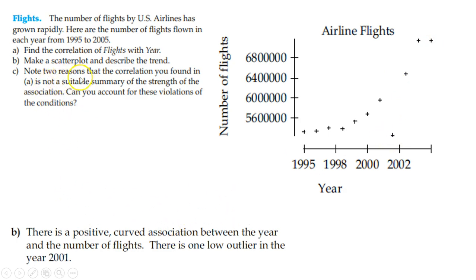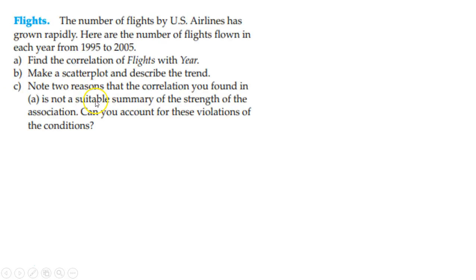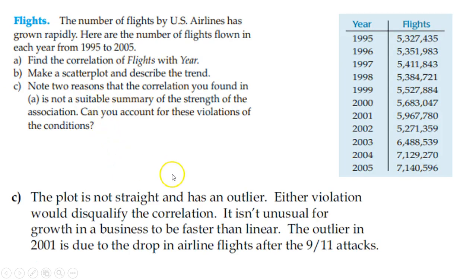It says, note 2 reasons that the correlation you found is not a suitable summary of the strength of association, and can you account for these violations with the conditions? So they basically want to know 2 reasons why. So the plot's not a straight line, that's one. So the correlation is not going to be a strong correlation between the two, because it might be better for us to not use a linear regression with this.